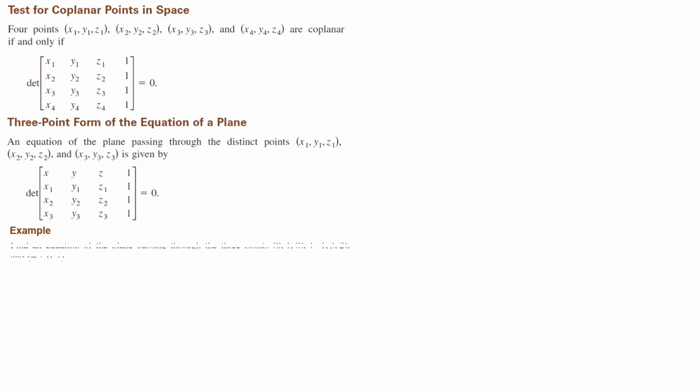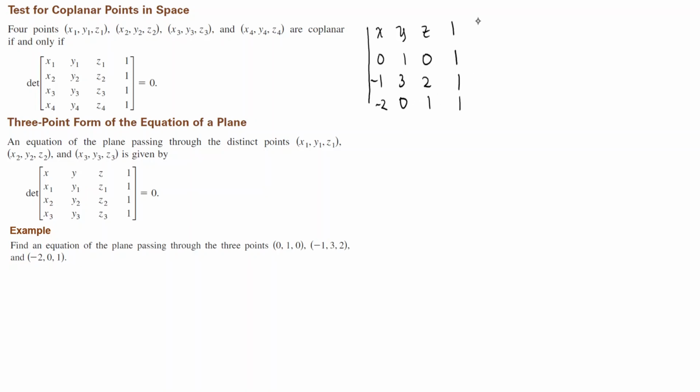So an example for this, we have: find an equation of the plane passing through the 3 points, 0, 1, 0, negative 1, 3, 2, and negative 2, 0, 1. So we apply the formula. We have the determinant of the matrix, x, y, z, we add 1. Then the points, we have 0, 1, 0, we put 1 here. -1, 3, 2, 1, and -2, 0, 1, 1. This is equal to 0.